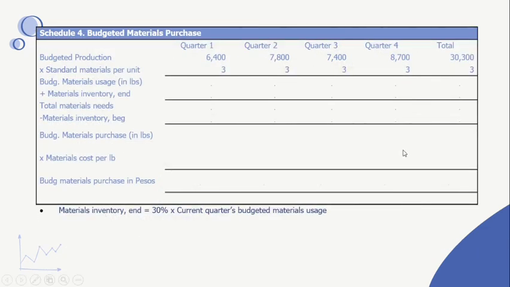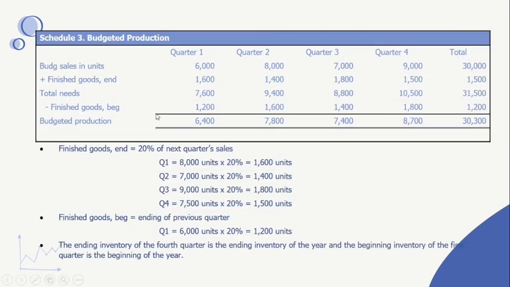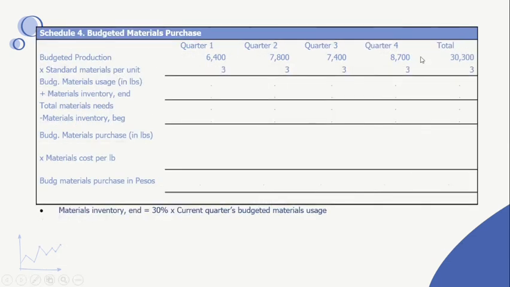Then next, we have budgeted materials purchase. So, naa natay budgeted production from our Schedule 3, kani. So, i-copy ra na to siya dire. O niya, given na sa atong problem na each unit should use 3 pounds of materials. So, atong budgeted production times standard materials per unit. So, 3 pounds na siya.